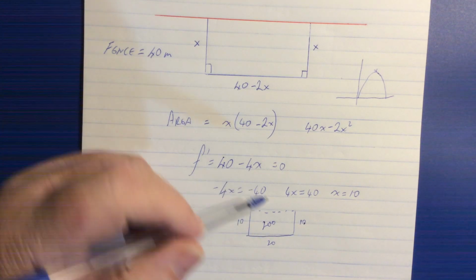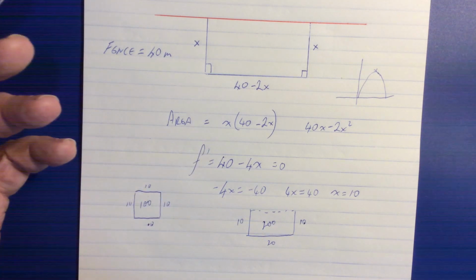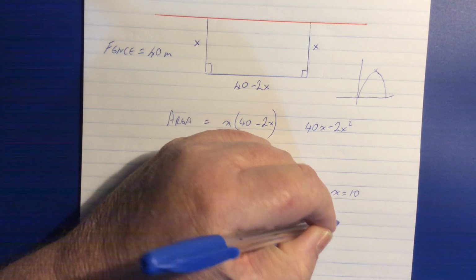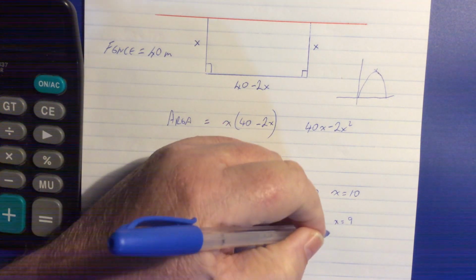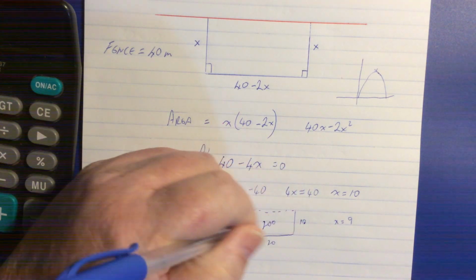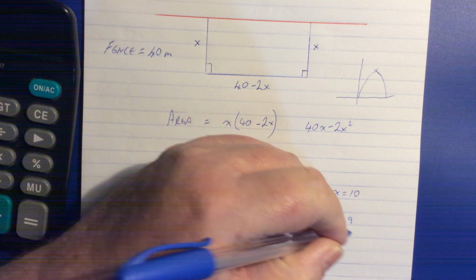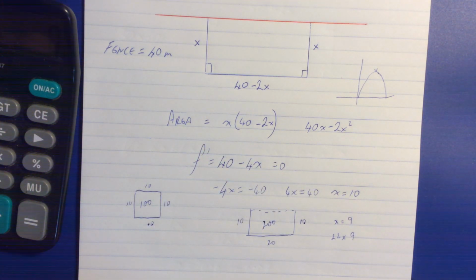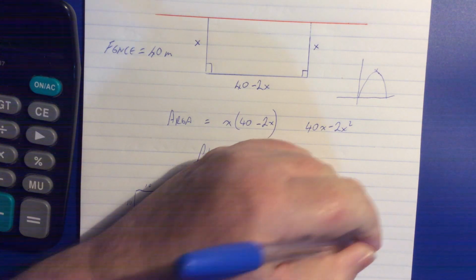Now, let's just check this out and see if there's any evidence that we've got the maximum here. So what we're going to do is make x equal 9, and that means that we're going to have 9 and 9 is 18. This is going to be 22 by 9, I think. So let's just try that. 22 by 9. That gave us 198. We're down a bit.